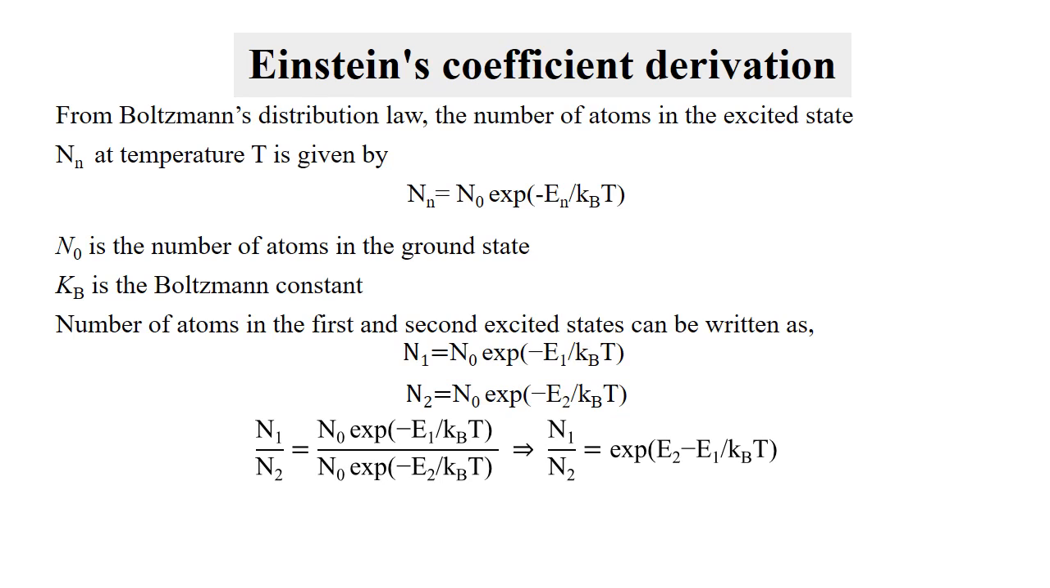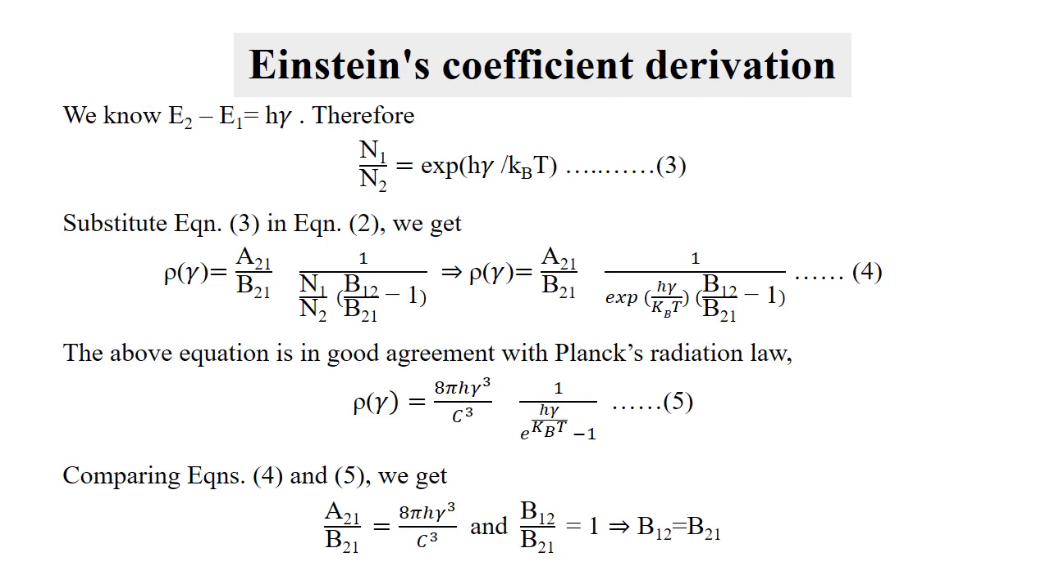N1 by N2 is equal to N0 exponential minus of E1 by kT divided by N0 exponential minus of E2 by kT. Hence, we get N1 by N2 is equal to exponential E2 minus E1 by kT. We know E2 minus E1 is equal to h nu. Therefore, N1 by N2 is equal to exponential h nu by kBT.